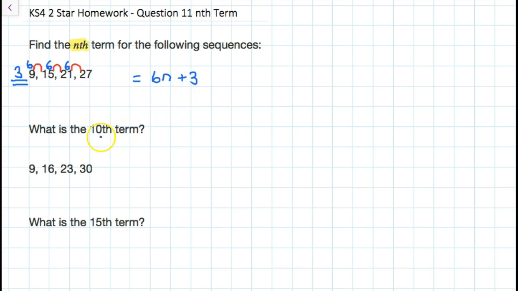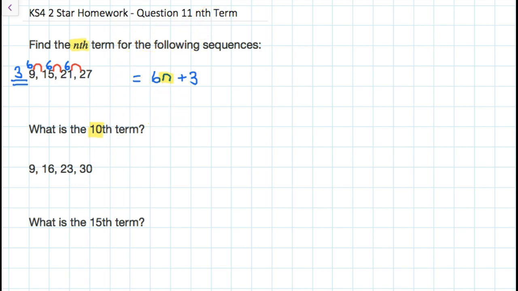Next, usually another part of the question is to work out what a term in the sequence is. In this case, we're looking to see what the 10th term is. So whereas we've got an n here, we're now going to replace that with a 10, so substitution within the question.